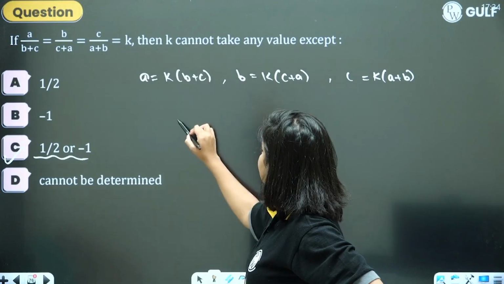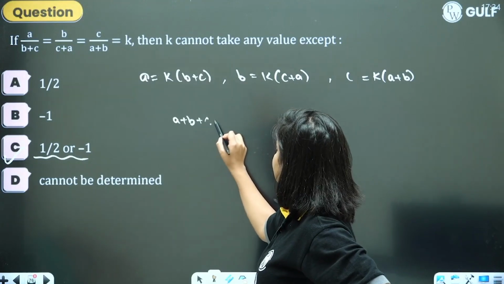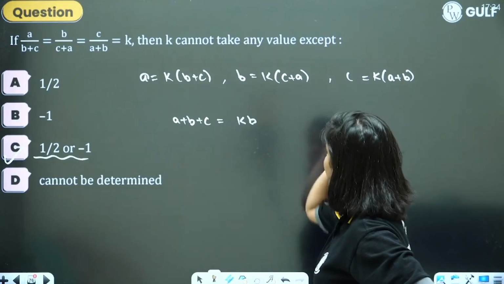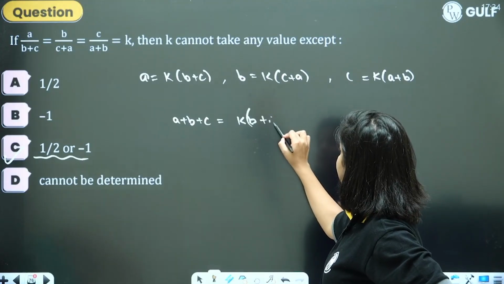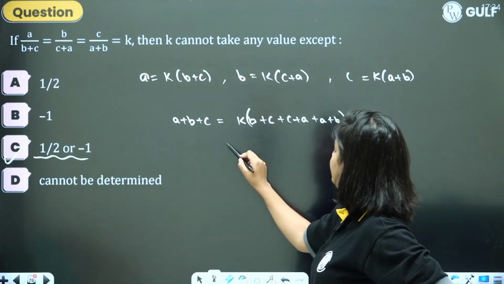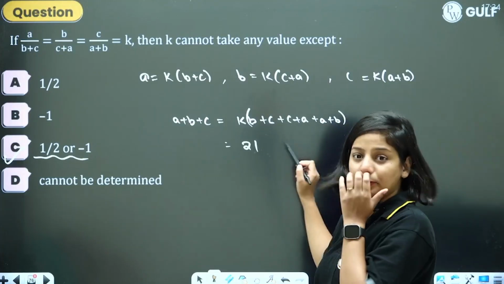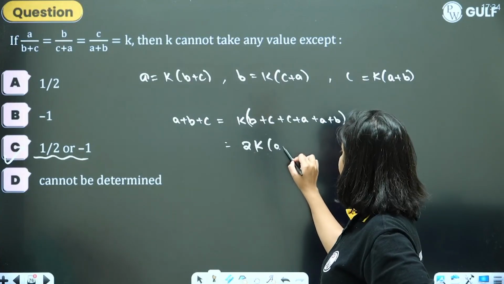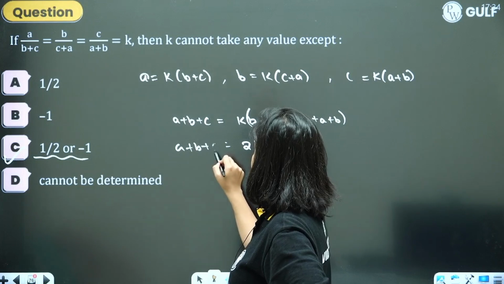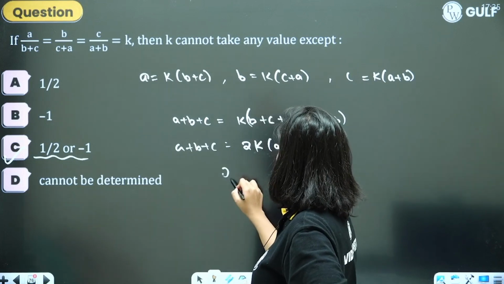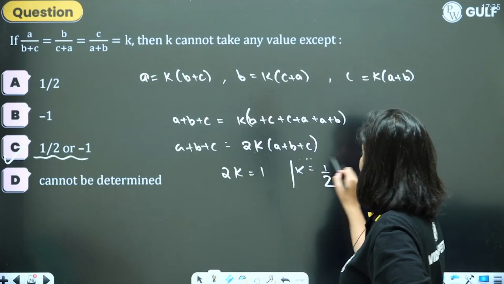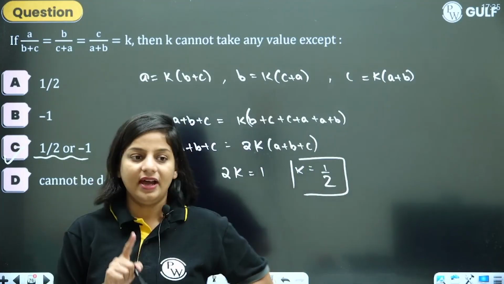Add all the LHS. A plus b plus c is equal to k times b plus c plus c plus a plus b. Meaning you will take 2 common, 2k, a plus b plus c. Left side is also a plus b plus c. Cancel, 2k is equal to 1, k is equal to 1 by 2. That's one value. Now another value is important.